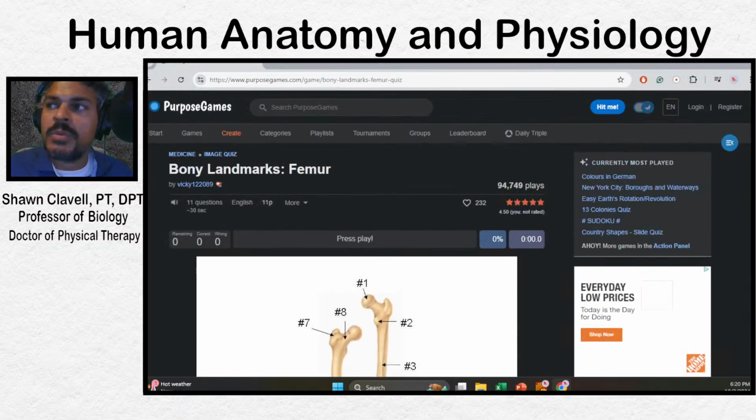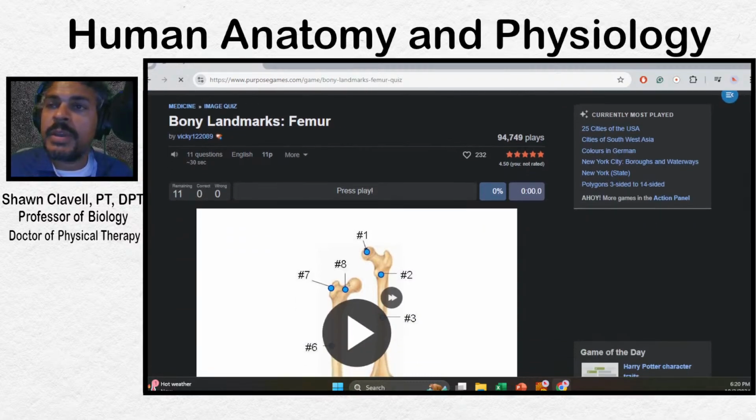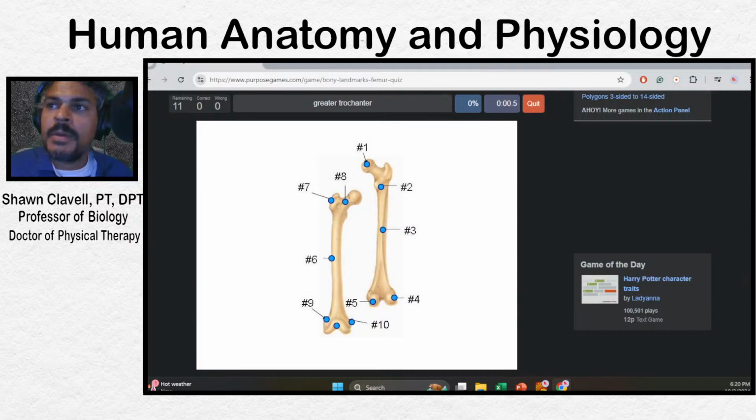Oh, let's see where I push play. I'm going to refresh this right quick. Hopefully I'll find where play is. See. Push play there. And so the greater trochanter is what it's asking. Where is the head of the femur? The shaft of the femur?